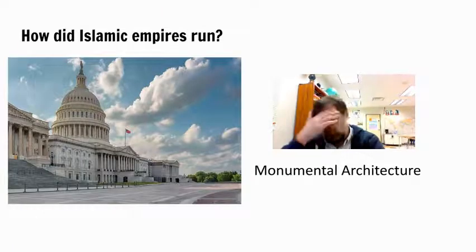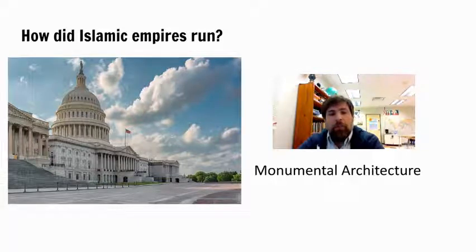All right. What's another way that you can run an empire? Well, monumental architecture. That means building a big, impressive building. Like the United States, this is the U.S. Capitol building where Congress meets. It's a large, impressive-looking building. When you see that, you're like, darn, they must be doing something important in there.